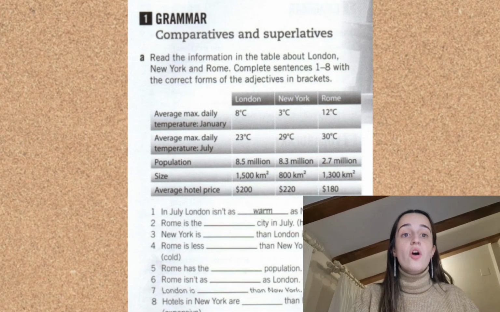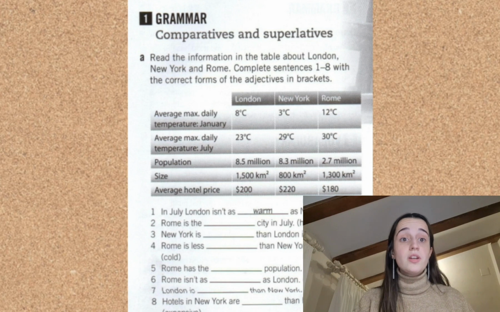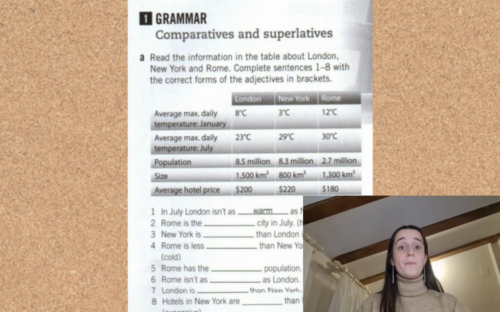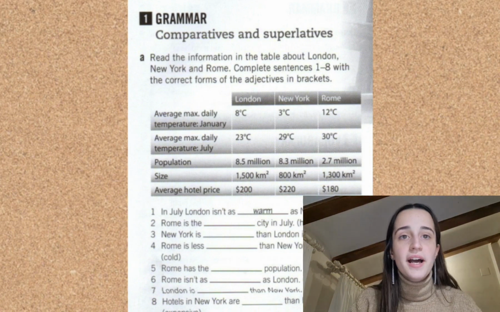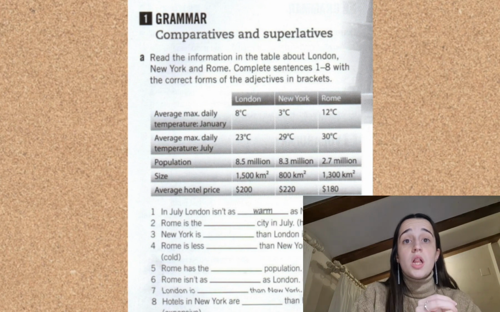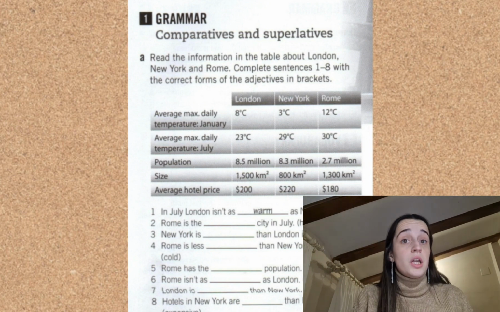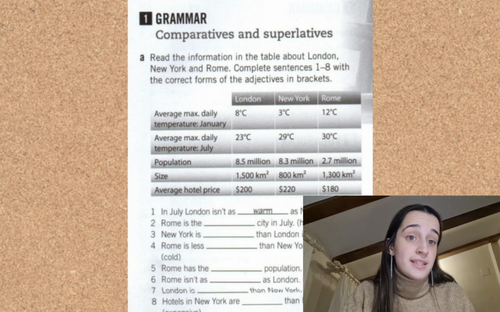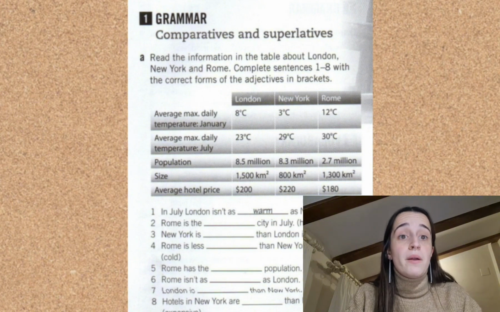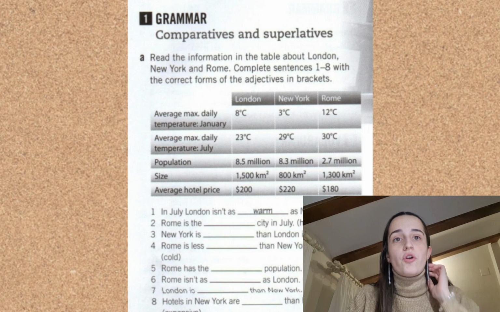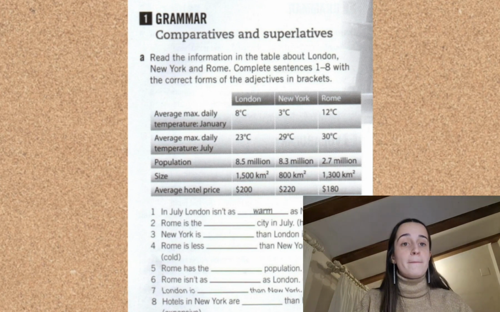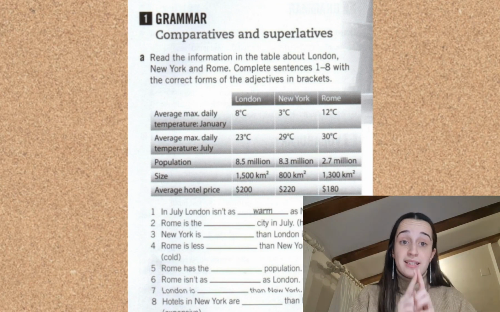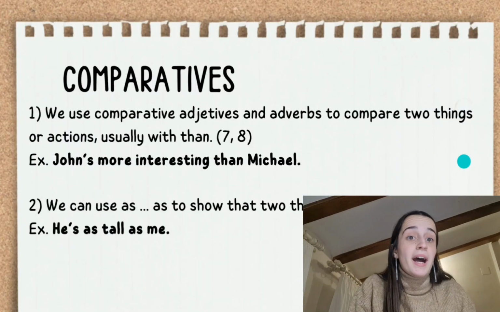So this is the exercise of grammar. You can see a table with information and then the sentences. You can complete the sentences with the information of the table. The exercise shows you the average maximum daily temperature in January, or population or size, for example. And then you can complete the sentences with the words in parentheses, for example cold, hot, small, big. You can see that you have 8 sentences, and now I can explain the grammar.